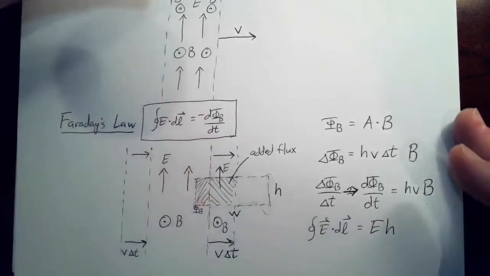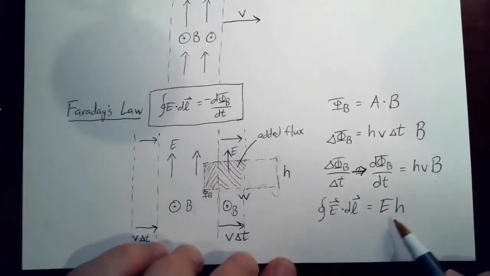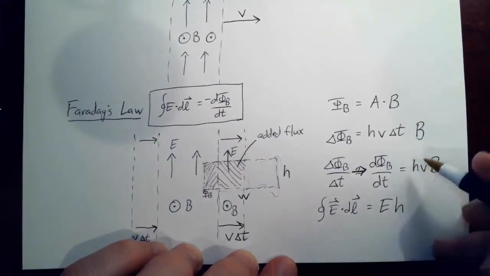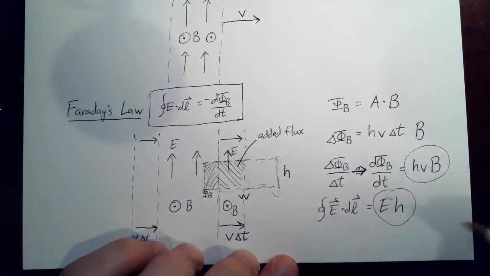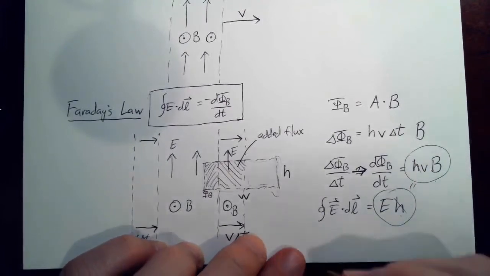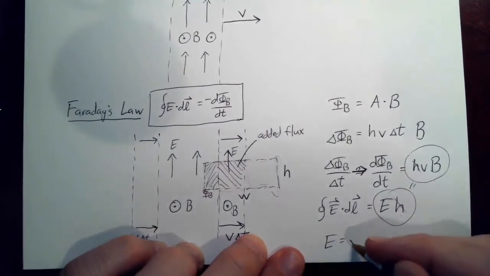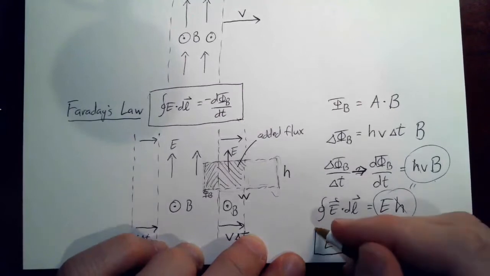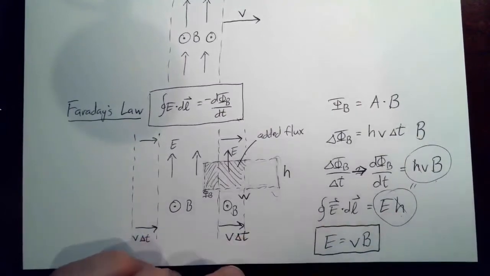And so now equating the left-hand side and the right-hand side, we have Eh equals hvB. We're going to cancel the h's, cancel the v's when we equate these, and we get that E is equal to vB. Okay, so this is result number 1. That's going to be very useful. And that comes from Faraday's law.